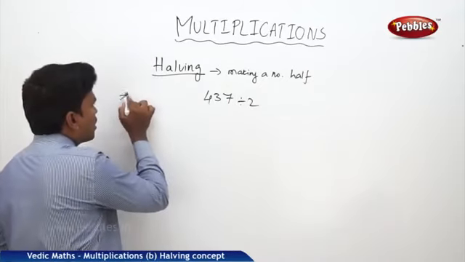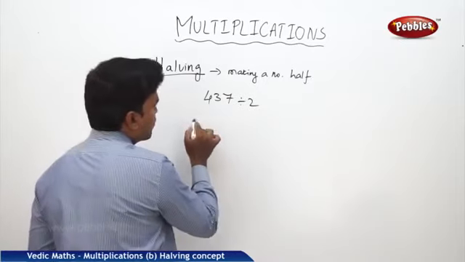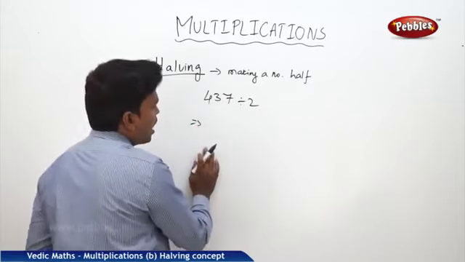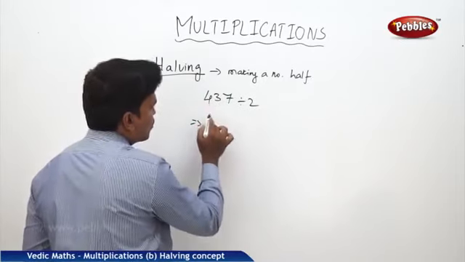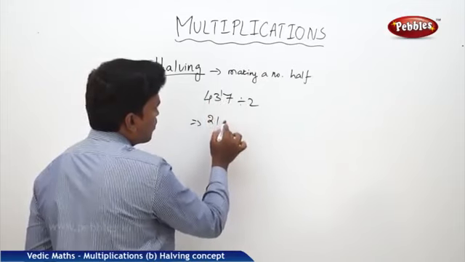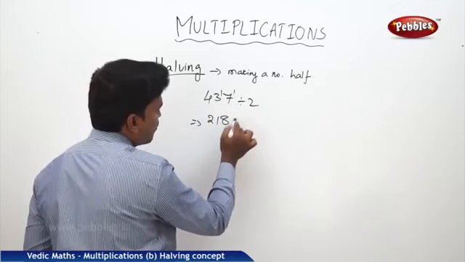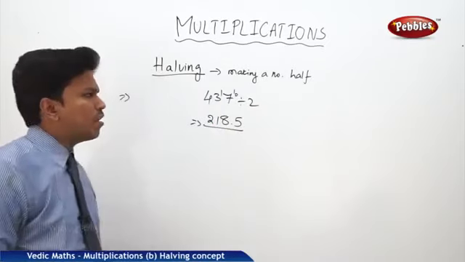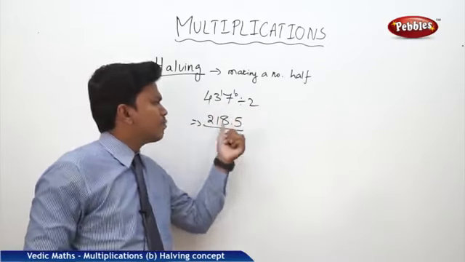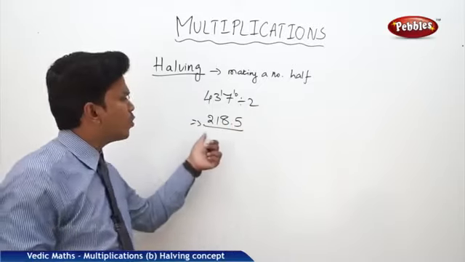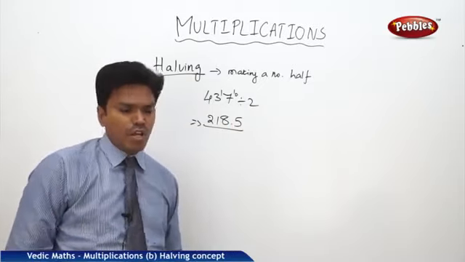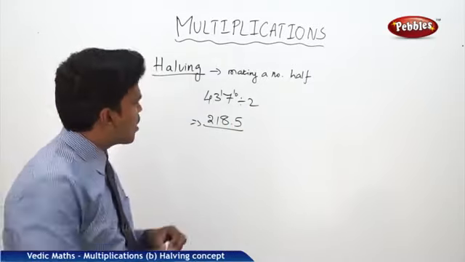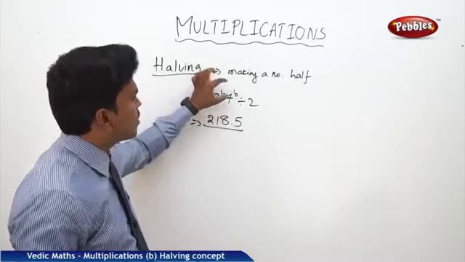Okay, 437 by 2. Simply, I will halve this number. So 2 times 2, 1 time, 1 remainder, 2 8s are 16, 1 remainder, 0.5. So 437 divided by 2, how did we get 218.5?